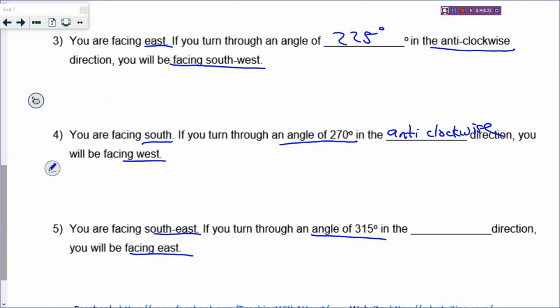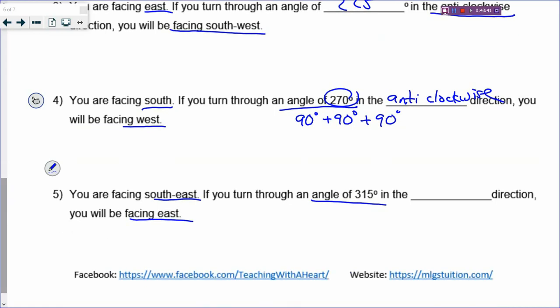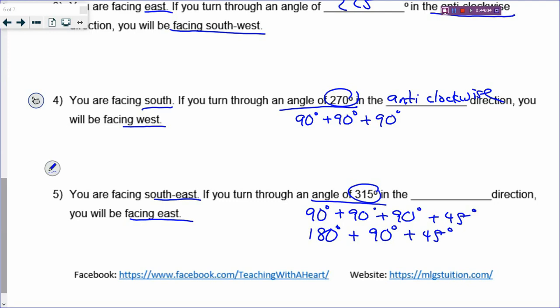Now what happens if the angle gets too big? Like for example, 270 degrees is quite a big number. You break up into simple numbers like 90 degrees, 180 degrees. I can break up into 90 plus 90. So you break up the big number into smaller, simple numbers. Like for example, 315 degrees. Can I break up into something easier to recognize? 90 plus 90 plus 90, and then plus half a right angle, which is 45 degrees. That's one way. Or you can also break up in this way, 180, then you plus 90, and then you plus 45. So that is easier for you to move.